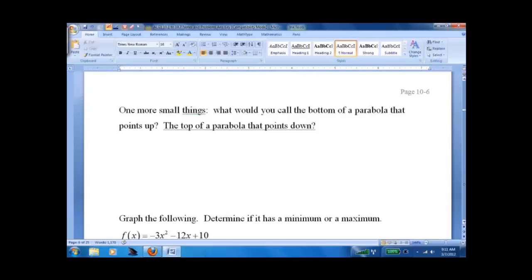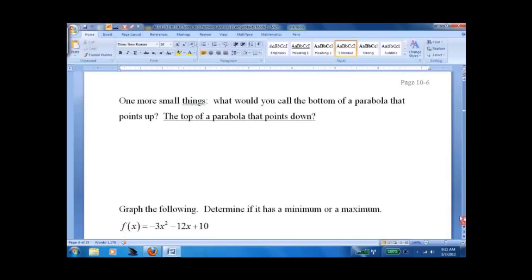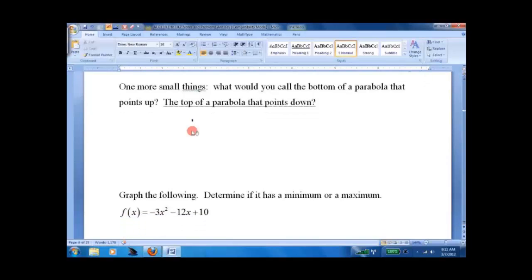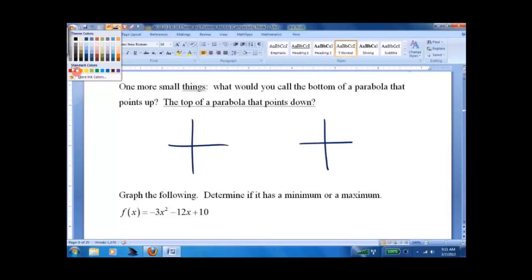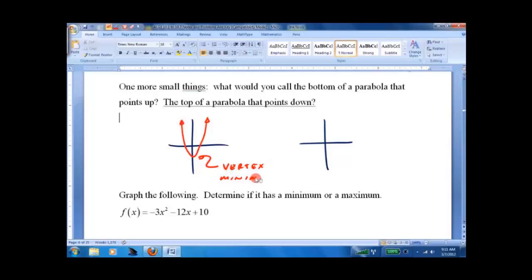Flipping over. Already covered this. So, if your parabola does this, that's the vertex, and it's at the bottom, so it's a minimum. If your parabola does this, that's your vertex, and it's at the top, so it's a maximum.